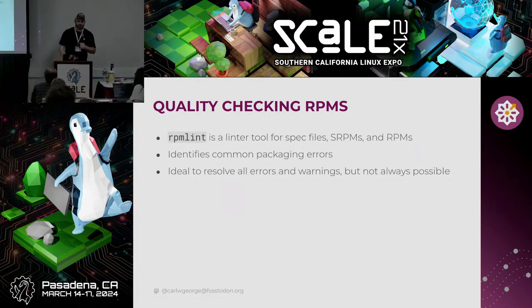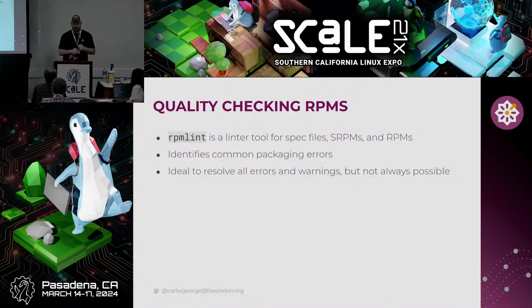Quality checking RPMs. During the first lab, you installed the rpmlint command. That is a linter that will check spec files, source RPMs, and RPMs. It'll identify real common packaging errors. It's not mandatory to resolve all of those errors and warnings, but it is good to try. It does flag real common mistakes, but just understand that it's not always going to be possible.